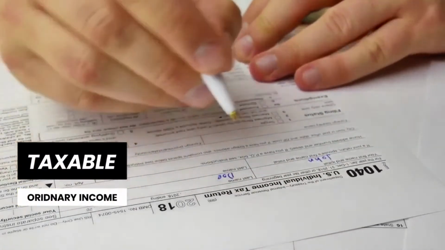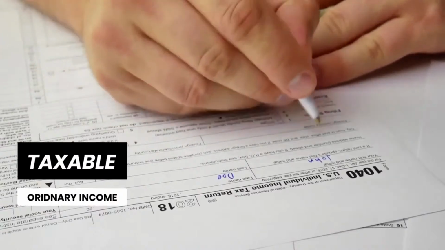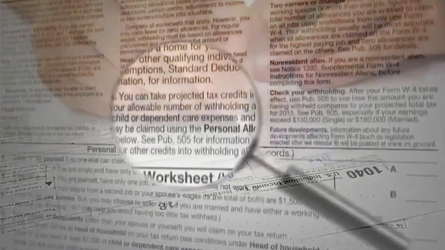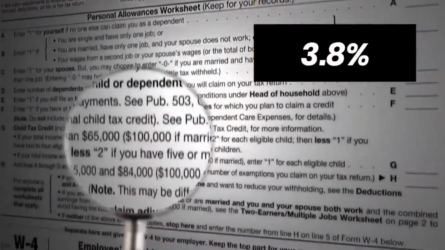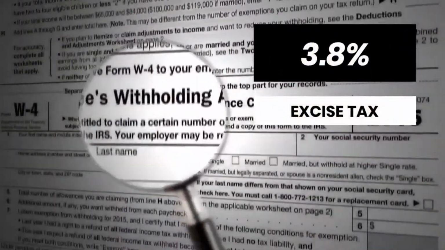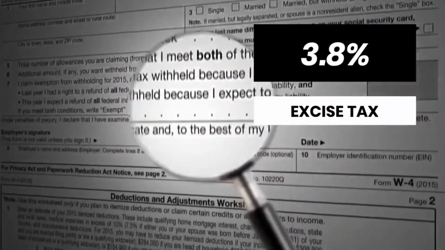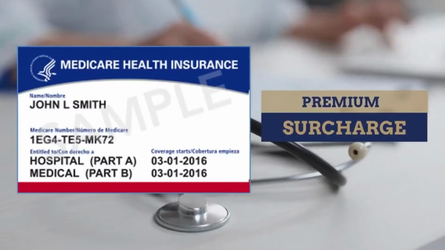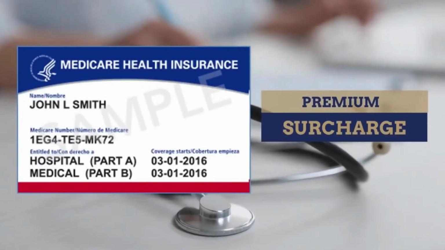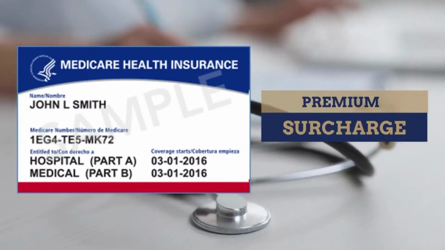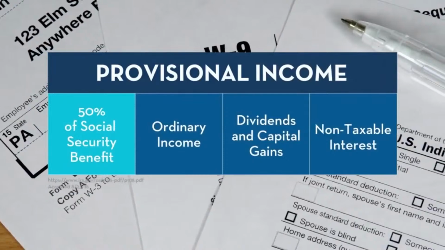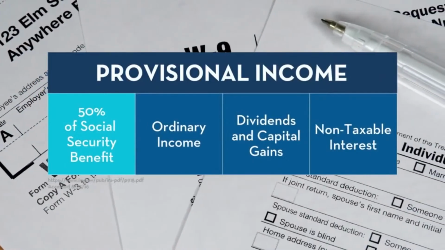This means a portion of your withdrawn amount might be taxed as part of your regular income, potentially increasing your marginal tax rate. Additionally, these withdrawals could be subject to the 3.8% excise tax, which supports funding for Medicare and other health programs. Moreover, higher income as a result of the annuity withdrawals might lead to an increase in your Medicare premium surcharge, potentially leading to higher healthcare costs. Increasing annuity withdrawals may also elevate your provisional income, leading to more of your Social Security benefits becoming taxable.